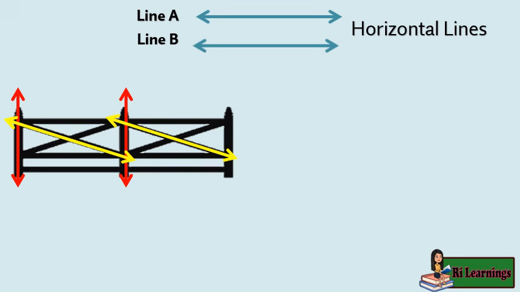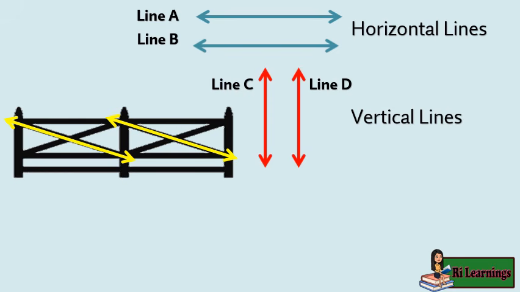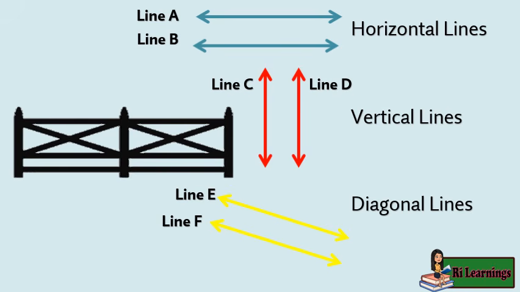Line A and line B are horizontal lines. Line C and line D are vertical lines. Line E and line F are diagonal lines. The pairs of horizontal lines, vertical lines or diagonal lines are examples of parallel lines.